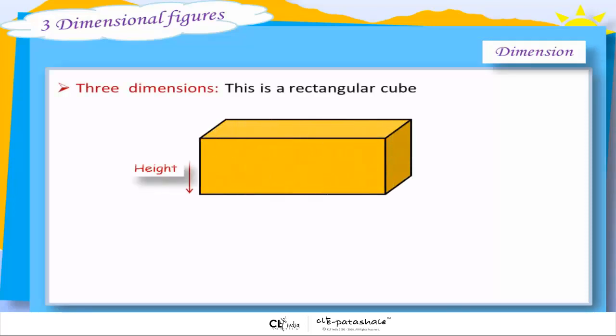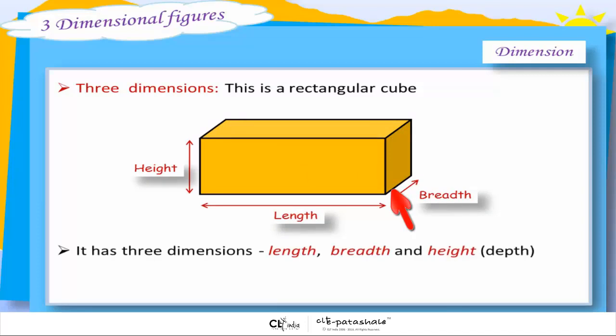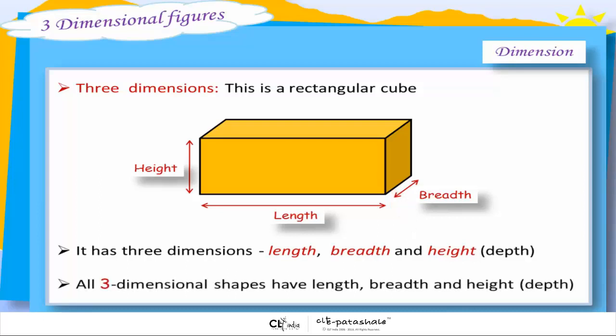Three dimensions. This is a rectangular cube. It has three dimensions, length, breadth, and height or depth. All three-dimensional shapes have length, breadth, and height or depth.